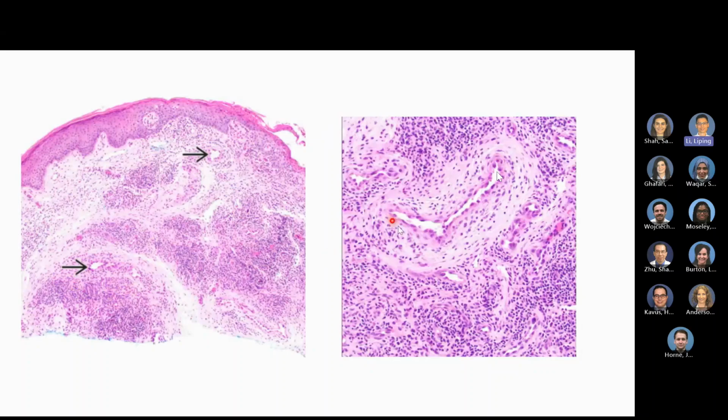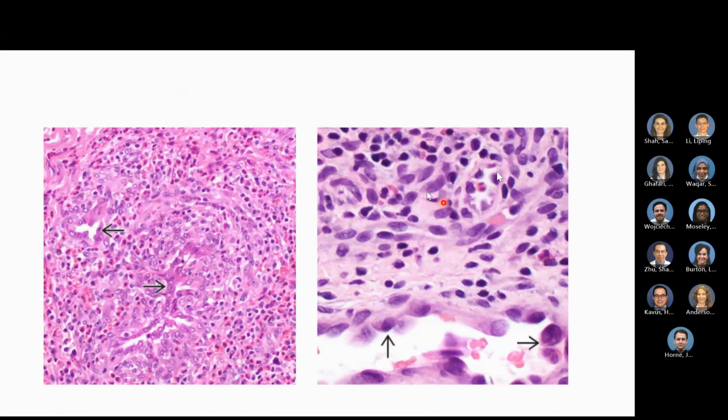And then this is the high power. We can see this big one with plump endothelial cells. And then this small vessel around when you go to high power, but usually the lumen is not really easy to appreciate. But if you have this differential, you will try to find this small vessel, try to fit this big one. So this is one of the characteristic features.